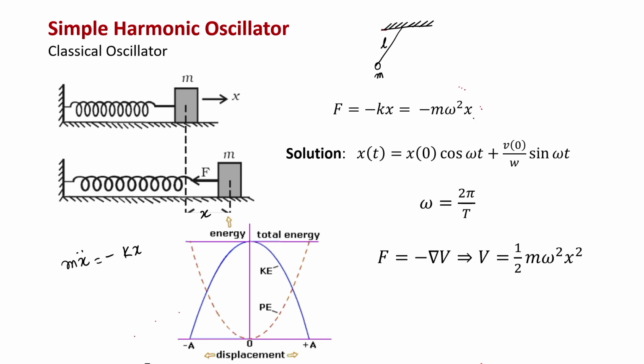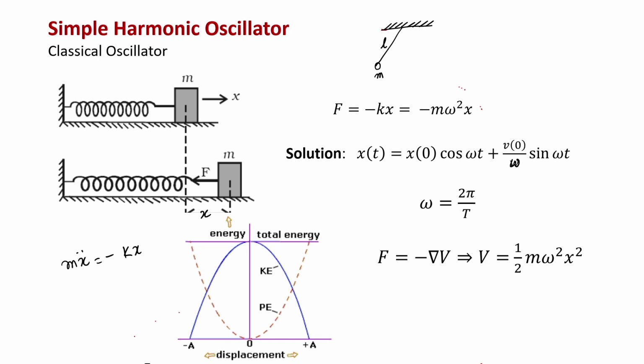And k is nothing but m omega square, and that gives you the solution x of t equal to x of 0 cos omega t plus v 0 divided by omega sin omega t, where omega is given in terms of the time period as 2 pi over T. And the force can be written as a negative gradient of a potential. It is a conservative force. So, the potential corresponding to this is half m omega square x square, which is a simple parabola. You are very familiar with this, so I am skipping all of that.